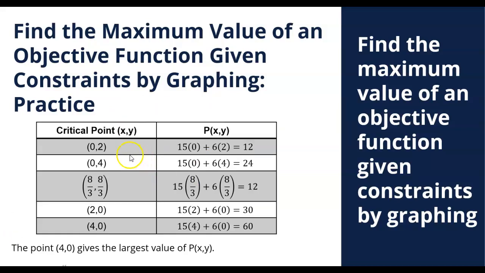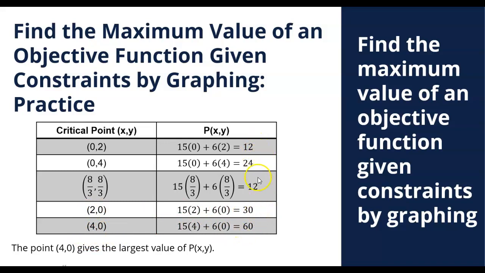Now after you have identified all those critical points, your next step is to evaluate your function. The objective function here, which is P(x,y), will be evaluated at each of these points, and then you compare the results. You evaluate it at (0, 2), you get 12. If you evaluate P(x,y) at (0, 4), you get 24. You evaluate it at this point here, (8/3, 8/3), you get 12. And then at the point (2, 0), you get 30. And at the point (4, 0), you get 60.